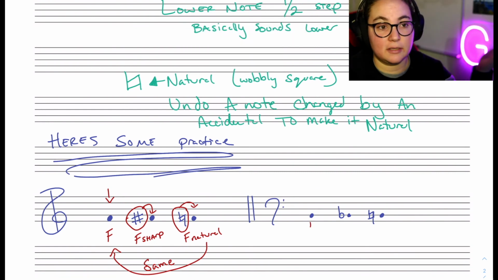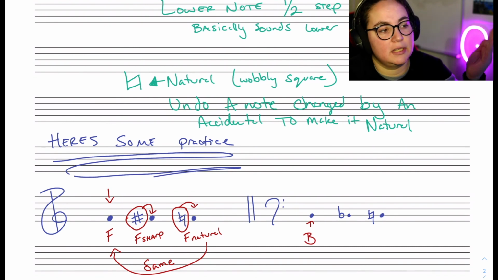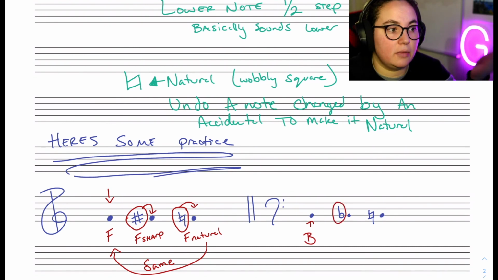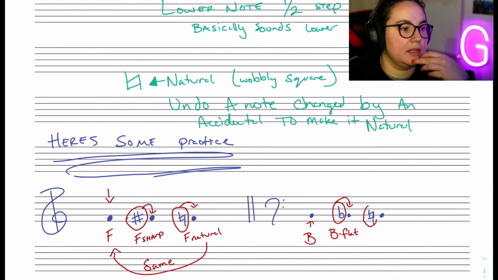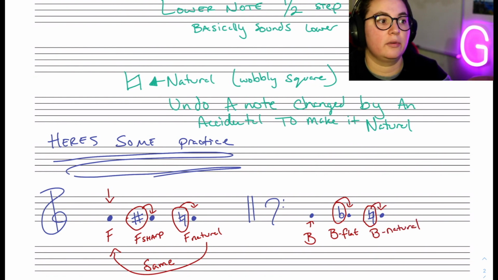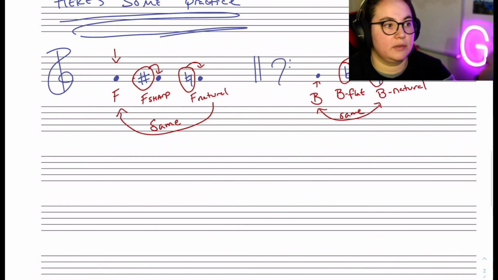So if we look at the bass clef example now, normally in bass clef we're looking at a B. And we're going to see that B get modified by a little b in front of it, like a lowercase b, and that's going to make it called B flat. And then let's say I want to go back to the natural, we're going to add that same wobbly square that we had, and now we're going to call it B natural, right? So the first B and the last B are actually the same note, like we said with the Fs.